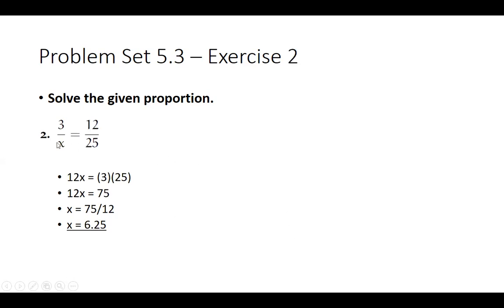In number 2, we're going to solve this proportion. 3 over x equals 12 over 25. Again, we want to do cross products. So 12 times x equals 3 times 25. That gives us 12x equals 75. Dividing both sides by 12 gives us 75 divided by 12, or 6.25. So x equals 6.25.